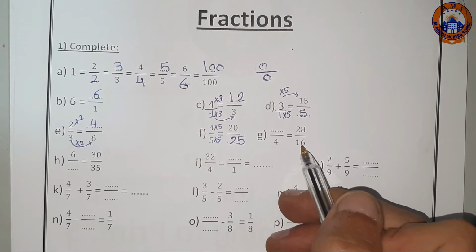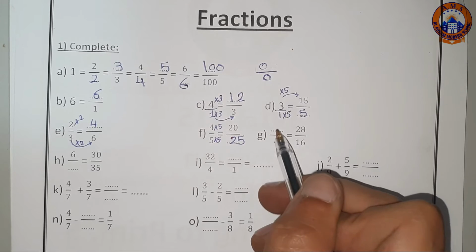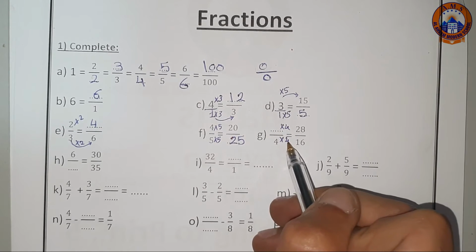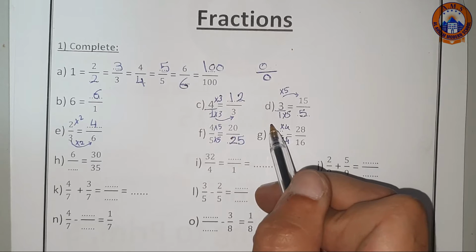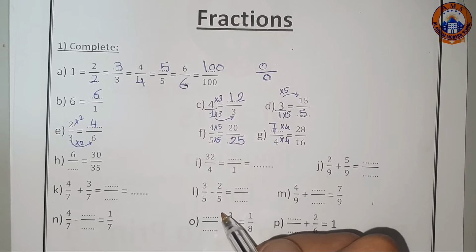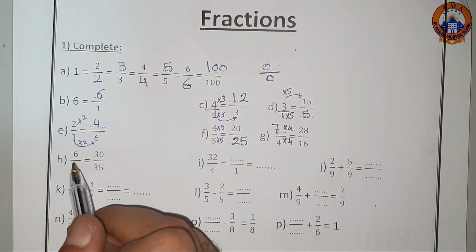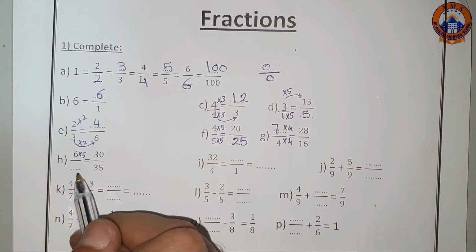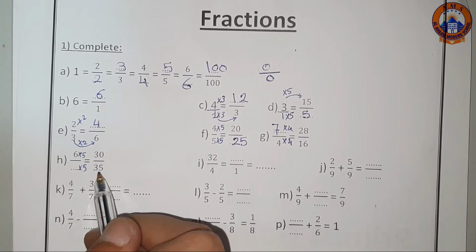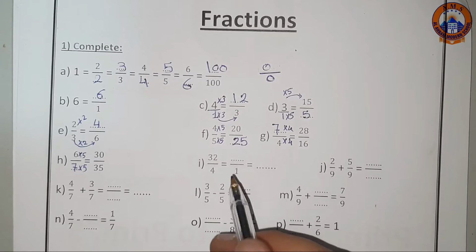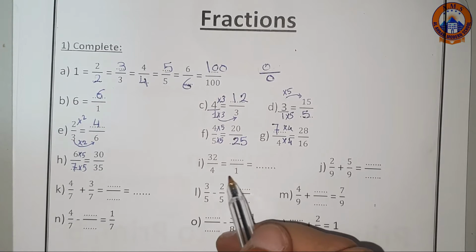The 4 becomes 16. So what is the number if multiplied by 4, like we multiply down by 4? The number is 28. Yes, it's 7 by 4 equals 28. Question number H. The 6 becomes 30 by multiplying 6 by 5. So what's the number if multiplied by 5 is 35? It's 7 by 5.